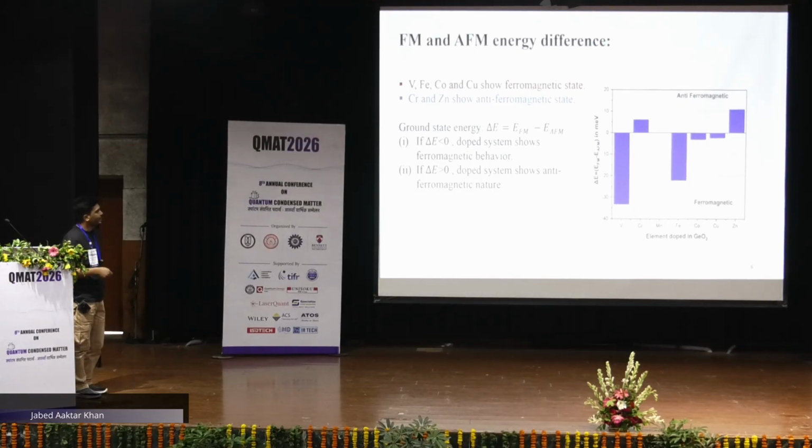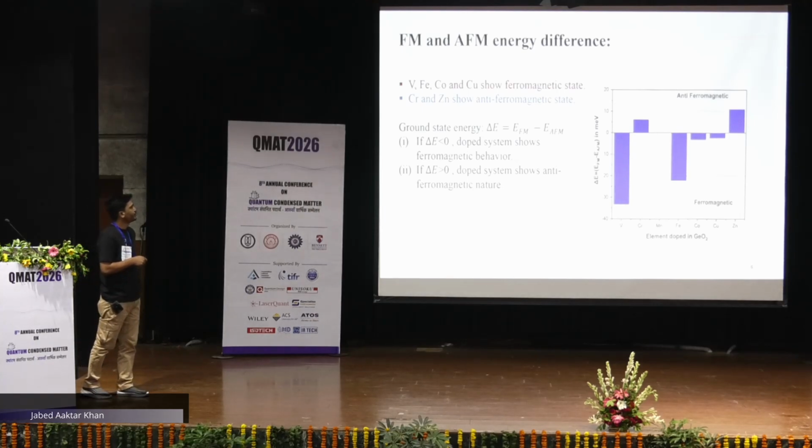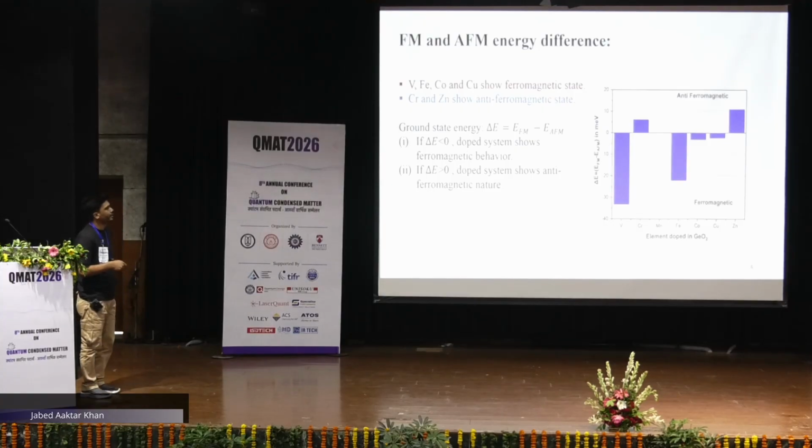In the next slide, we calculate the ferromagnetic and anti-ferromagnetic energy state difference. The energy has been calculated in FM and AFM states, and the ground state has been determined following the relation. If delta E is less than 0, then the doped system shows ferromagnetic behavior, and greater than 0, it shows anti-ferromagnetic signature. In our study, our results show that vanadium, iron, cobalt and copper show the ferromagnetic state, and chromium and zinc show the anti-ferromagnetic state.